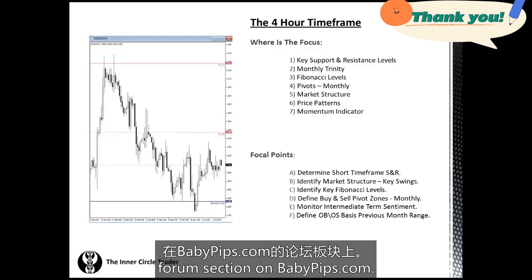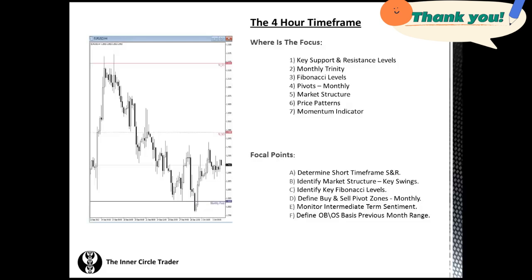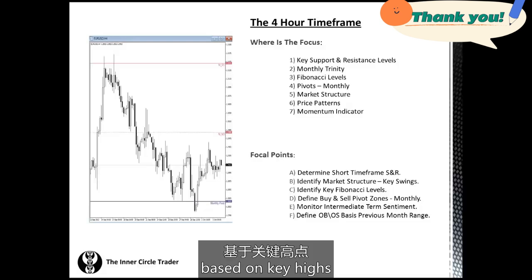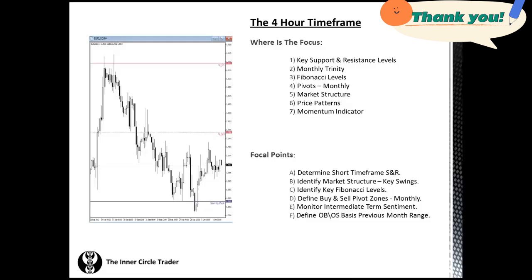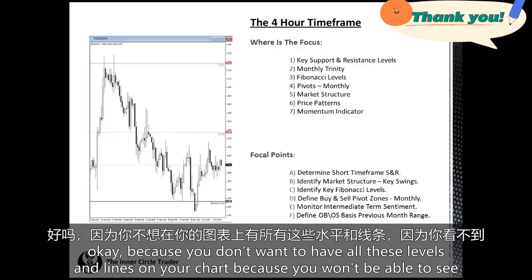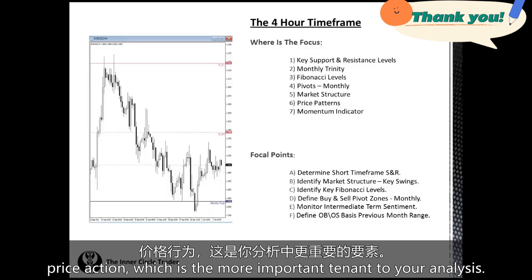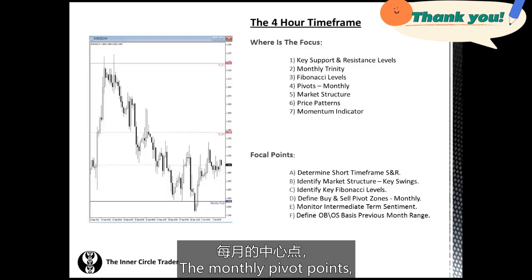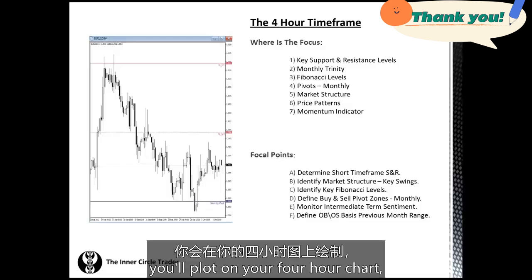We'll be looking at the Fibonacci levels as well on the 4-hour based on key highs and lows in the swings. And now we're going to be introducing, in this time frame, the pivot points, but we're going to be utilizing the monthly pivots only on the 4-hour. Because you don't want to have all these levels and lines on your chart because you won't be able to see price action, which is the more important tenet to your analysis, not all these indicators. The monthly pivot points you'll plot on your 4-hour chart.